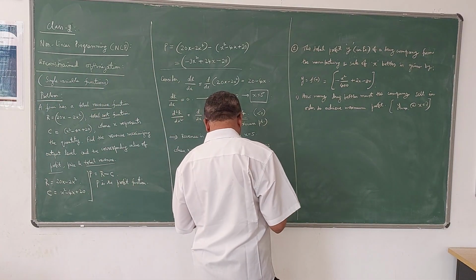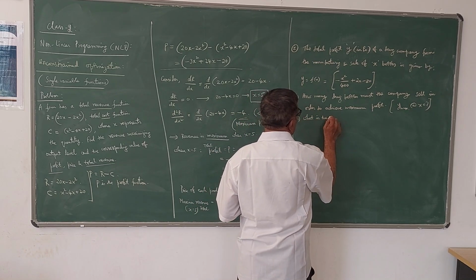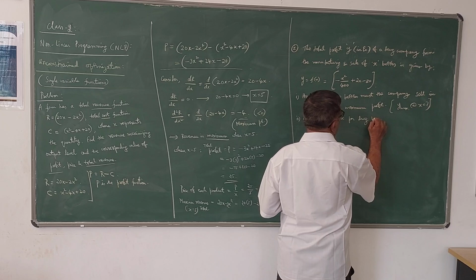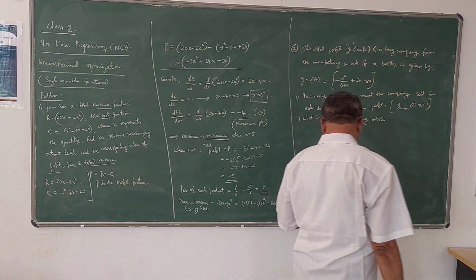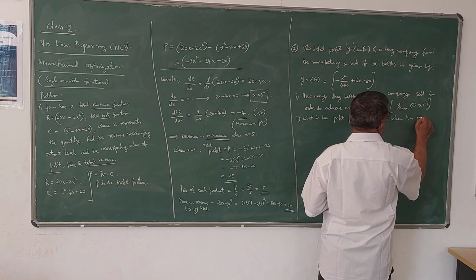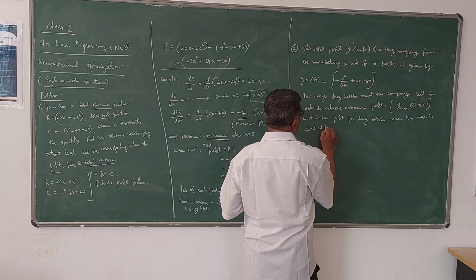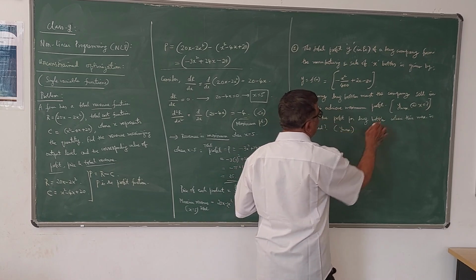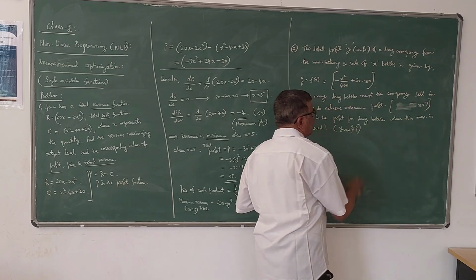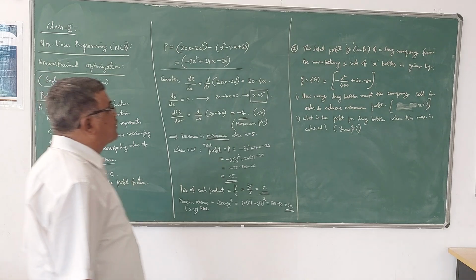Next, the second one, what is the profit per drug bottle when this maximum is achieved? That means here y max we have to find out. Here we have to find out x. Here we have to find out y max. Okay, simple problem. So here he has given the function y is equal to this much.